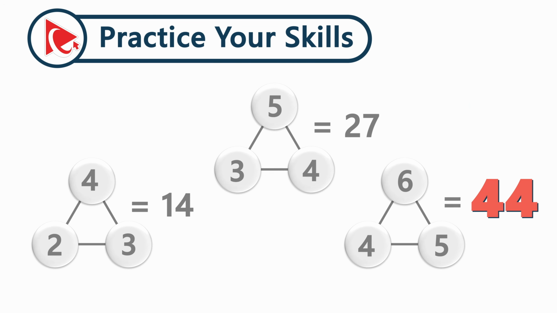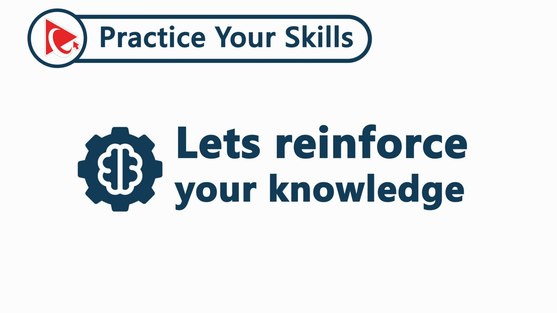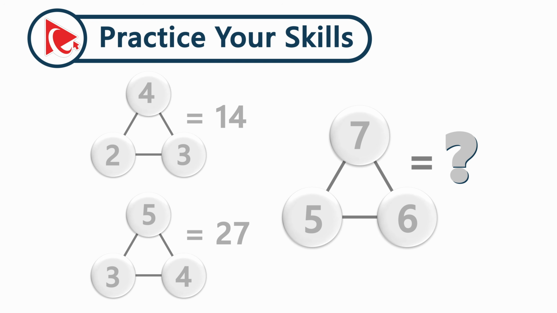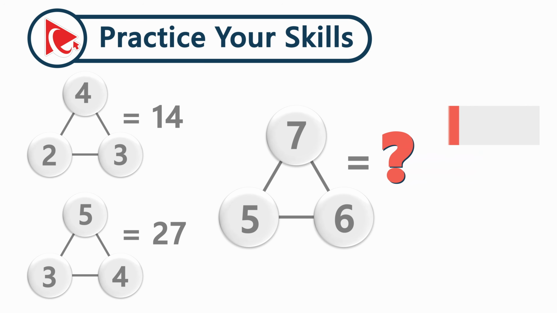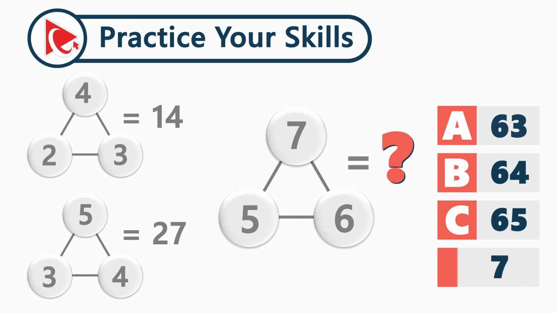Now you know how to solve these types of problems, so let's take advantage of that and reinforce your knowledge. Here's the brand new question for you to solve. The first shape has numbers 2, 3, and 4 and equals 14. The second shape has numbers 3, 4, and 5 and equals 27. And then the last shape has numbers 5, 6, and 7, and you need to calculate the number and select your answer out of 4 possible choices. Choice A, 63, choice B, 64, choice C, 65, and last but not least, choice D, 75.